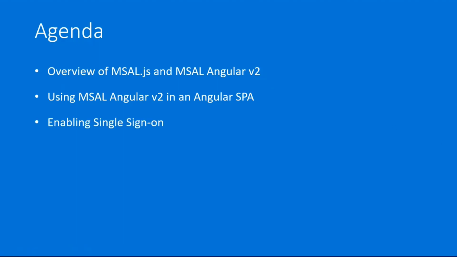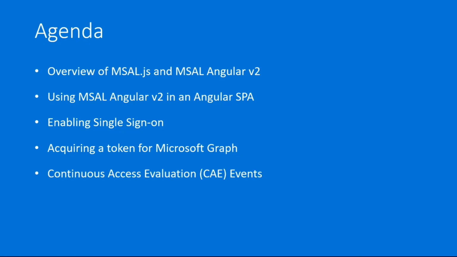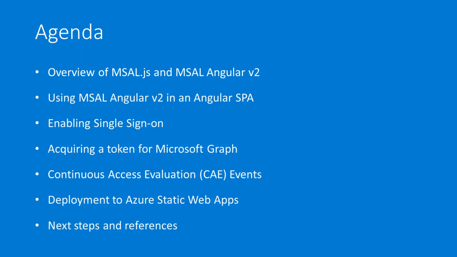Our first target will be to enable single sign-on. Then we will attempt to get an access token for Microsoft Graph. Then Salman will talk to us about what continuous access evaluation is and how you can handle those in your applications. And then we will finish the session with deploying our application to Azure Static Web Apps. At the end of the slides, there will be some next steps and references we will share with the deck, so you can take a look at those later on as well.